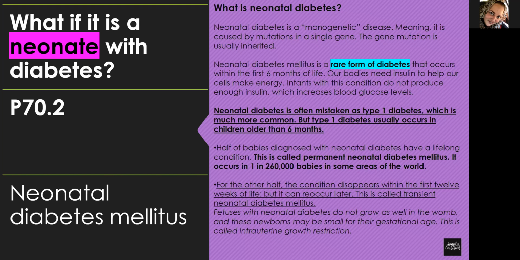Well, what happens in it is, like I said before, all of our cells need to eat sugar pretty much, right? Babies that have neonatal diabetes don't make enough insulin, and it makes their blood sugar go up, up, up. Neonatal diabetes is mixed up a lot with type 1 diabetes because they both happen in children. And type 1 diabetes is a lot more common than neonatal diabetes.